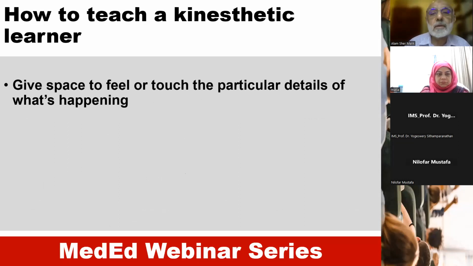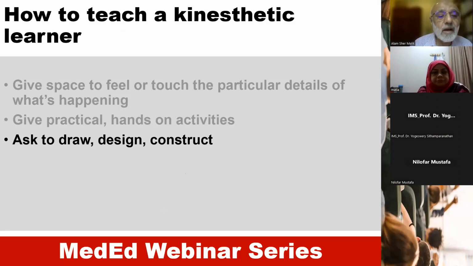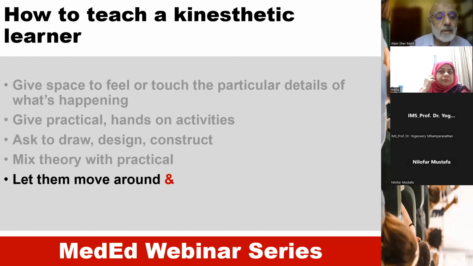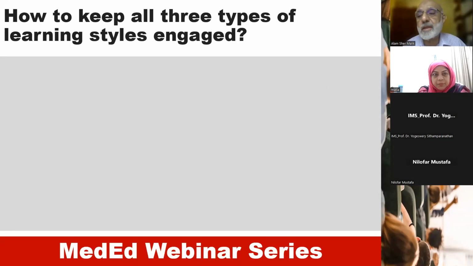So to engage these students, give space to feel or touch the particular details of what is happening. Give practical hands-on activities. Ask them to draw, design, or construct. Mix theory with practical. Let them move around and engage in projects. Now, how to engage all the students with all these three different learning styles in a classroom?